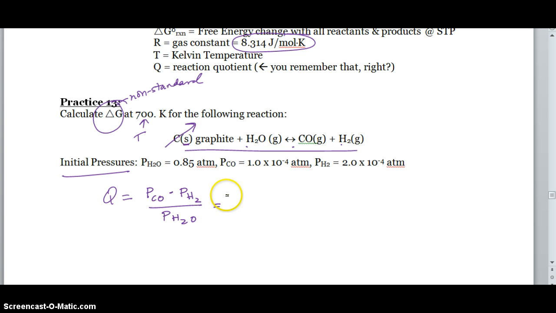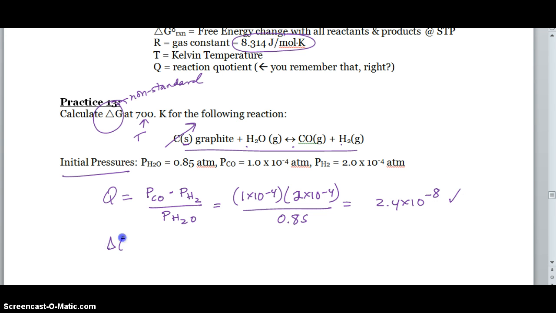When I plug in for my Q, I just put these values in: 1 times 10 to the negative 4th times 2 times 10 to the negative 4th over 0.85. We get a Q that's pretty small, 2.4 times 10 to the negative 8th. That's one of the values I need.